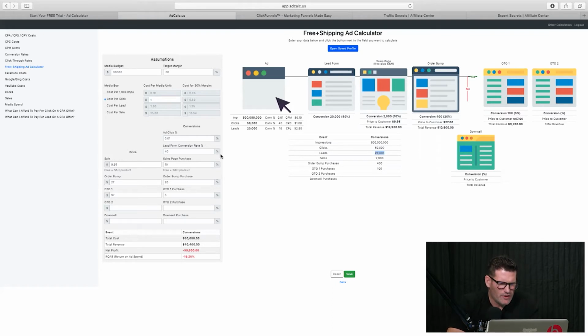So, okay. So we convert 40% of those leads. So now you've generated 20,000 leads. So now those 20,000 people will land on the sales page. And from that point on, if you keep everything else constant, okay, that means that you're generating at a 10% conversion rate, 2,000 sales.